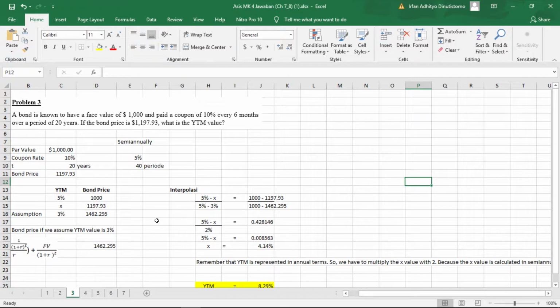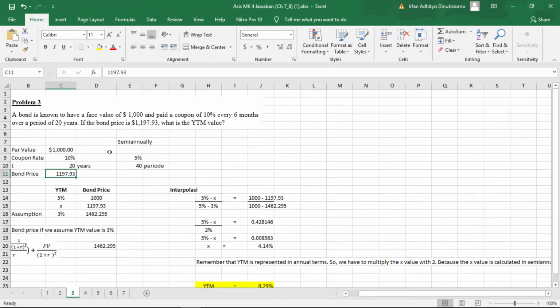The first one is that we need to list down the information that we already have from the question. So the par value is $1,000 and it paid a coupon of 10% every 6 months. So it's semi-annually, right? So the coupon rate is 5%. And over a period of 20 years, so you have a period of payment of 40, and the bond price is 1,000. You already have the bond price. So the first step, you already have the first step.